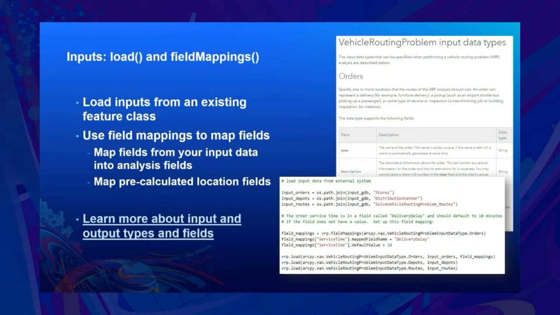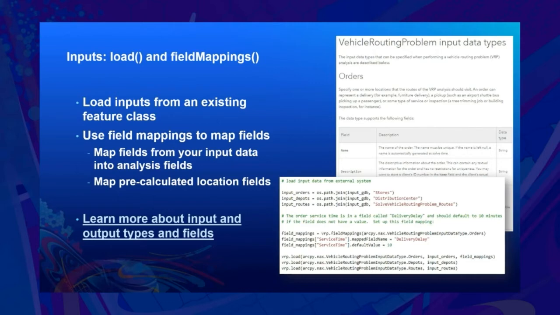If your inputs are already in a feature class, the easiest way to use them in the analysis is probably with the load method. If you have fields that you care about in the input feature class, you'll need to use the field mappings method to create a field mapping object so you can associate the field names in your input data with the field names used by the schema for the network analysis.